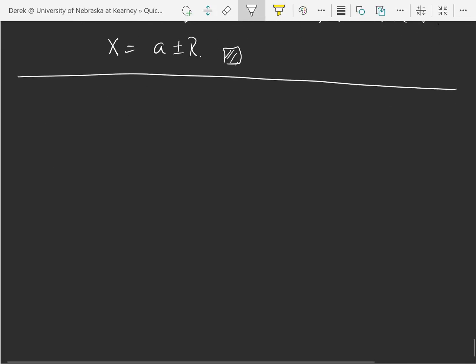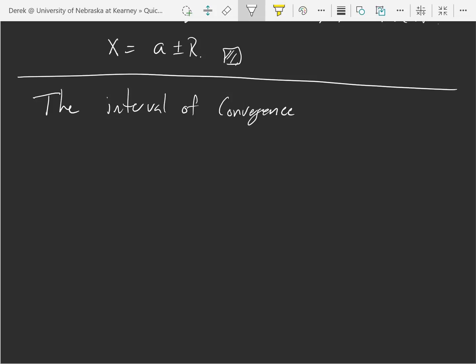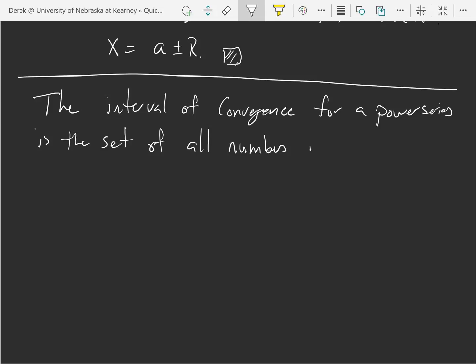Okay, so let's create a definition for interval of convergence. So the interval of convergence for a power series is the set of all numbers which can replace x and give convergence.